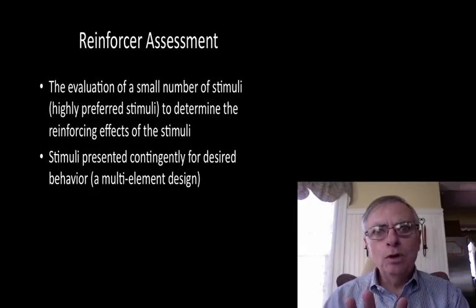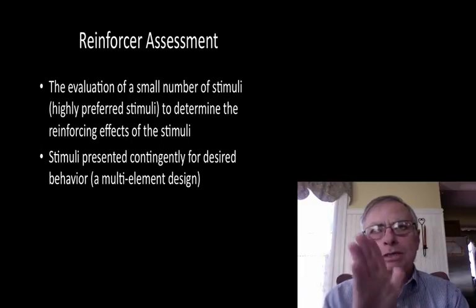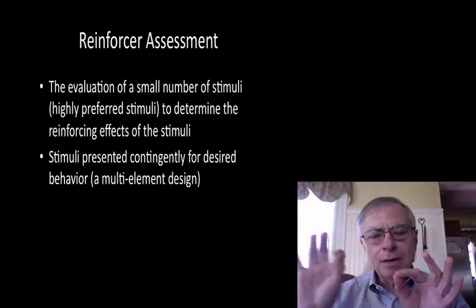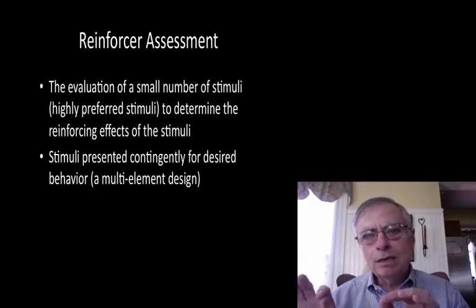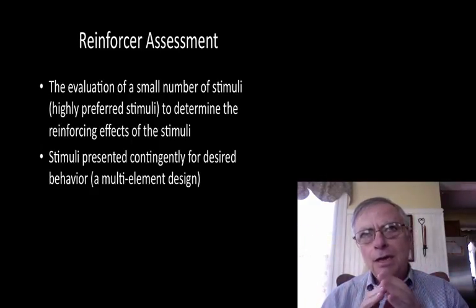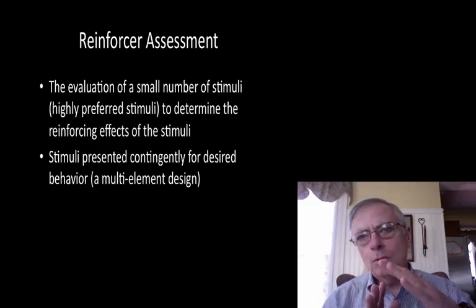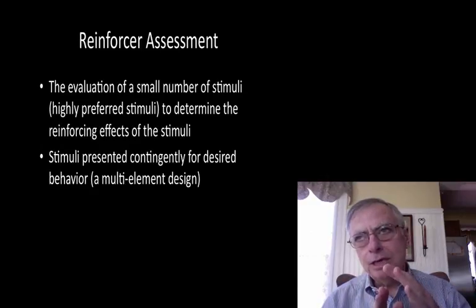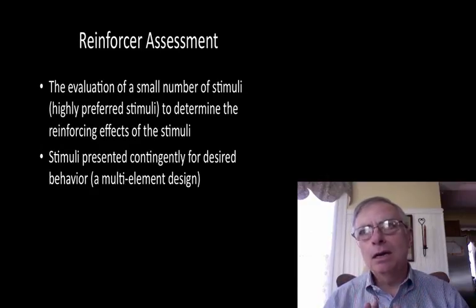So you've got 4 different conditions that you're going to alternate in a random order, and you're going to graph each one of them separately, just like we did in the Iwata 82 study, and you're going to look to see if one or more of those reinforcers actually changes behavior at a higher rate than the others.